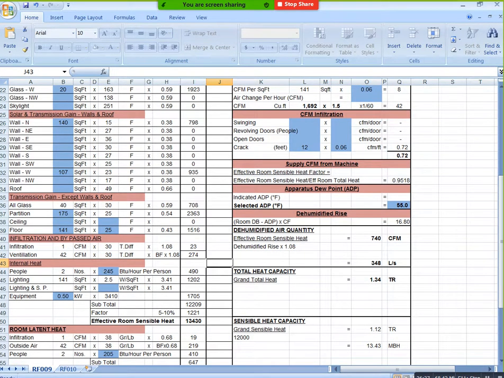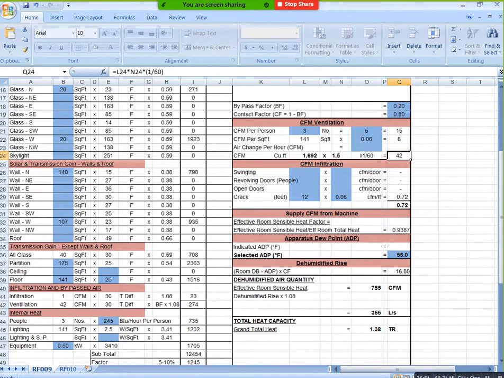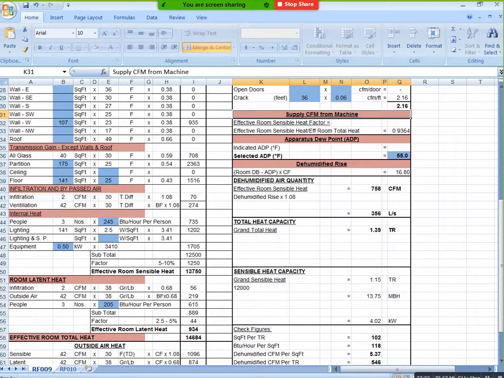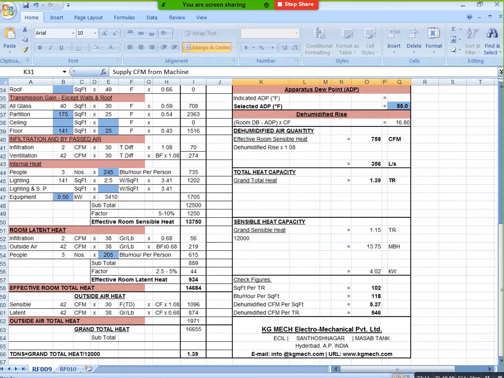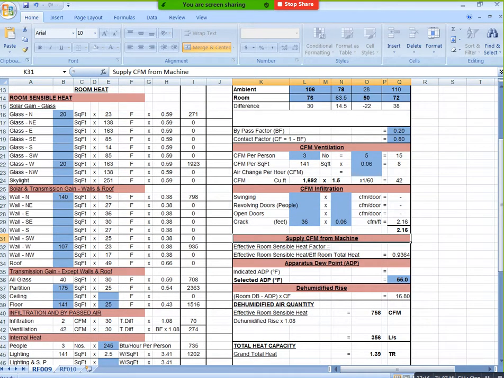Is there any miss? You can just check. Okay, everything is okay. Remaining we have some more values, but here we got in total, see how much we got, 388 and 817, but here we got 758. See, we have some difference. How did we get the difference? You can see sensible heat 13750 is there, but here how much sensible heat do we have? 14946. We have a lot of difference. How did we get the difference?